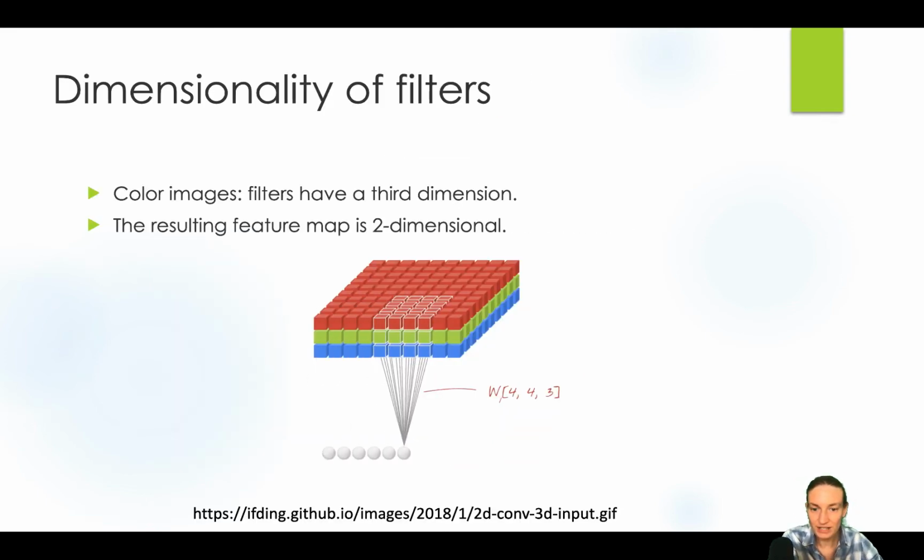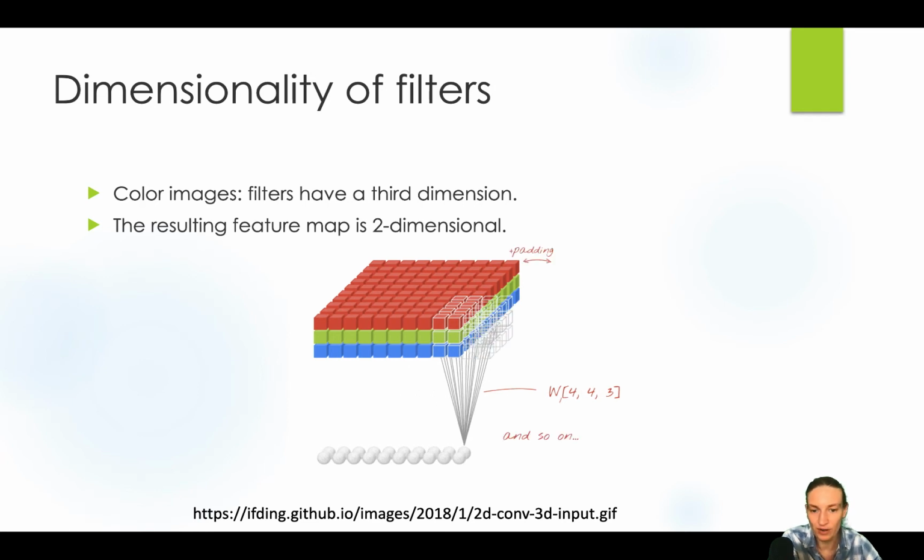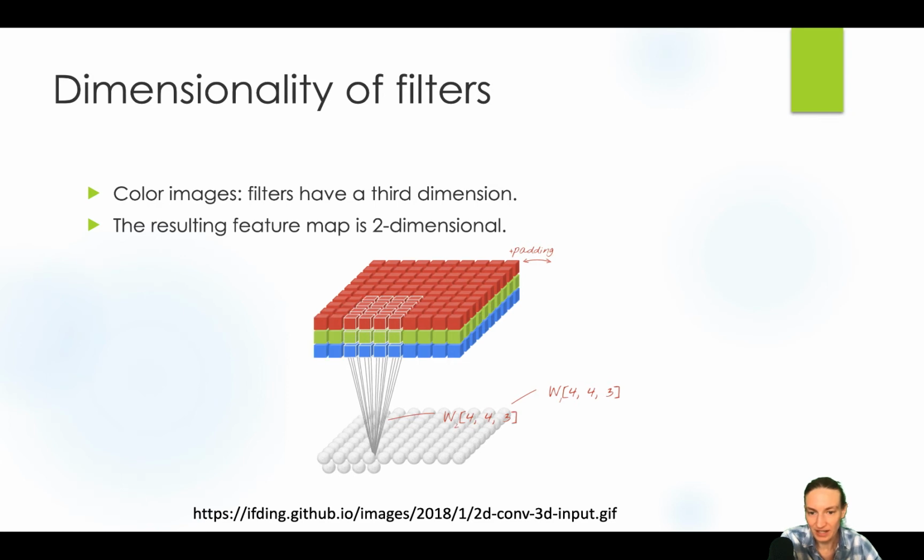Here we see a nice GIF animation of how a filter is being applied. This is the first filter. This is a second filter, creates a second feature map, and so on. You see the filter has 3 channels here too.